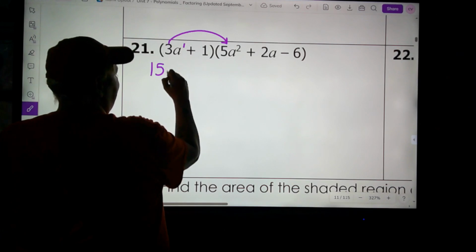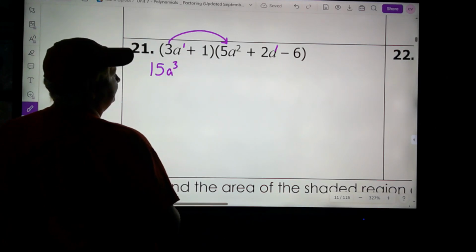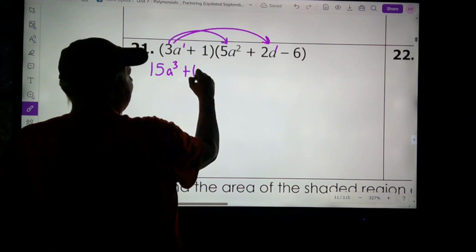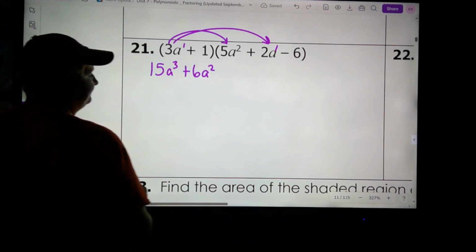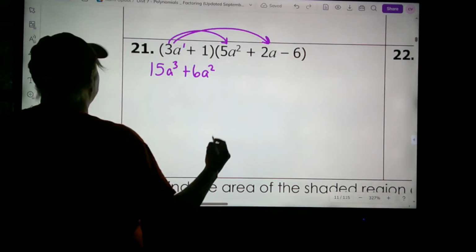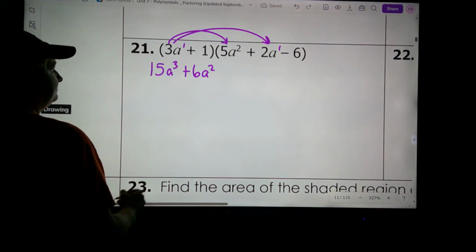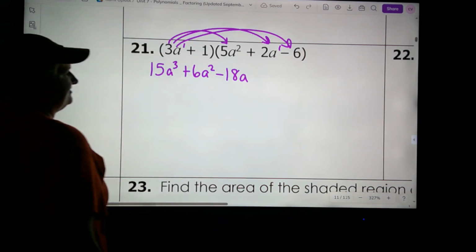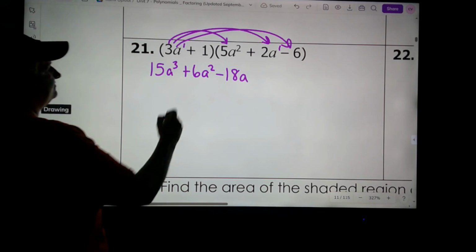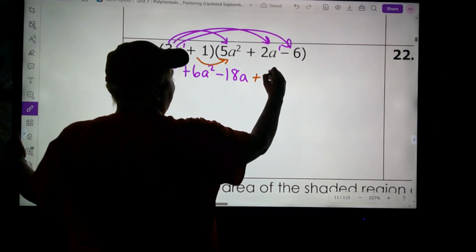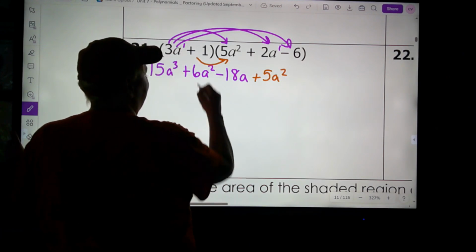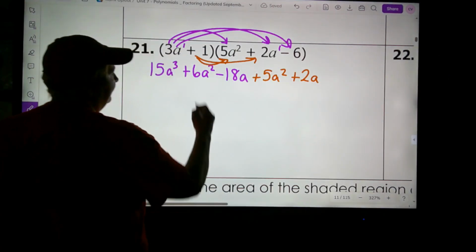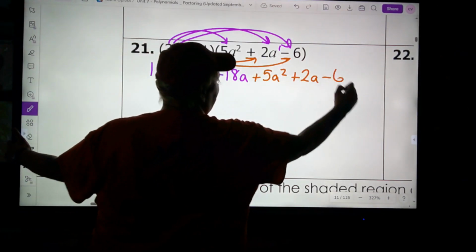15a to the third, plus 6a to the second, minus 18a to the first, plus 5a squared, plus 2a, minus 6.